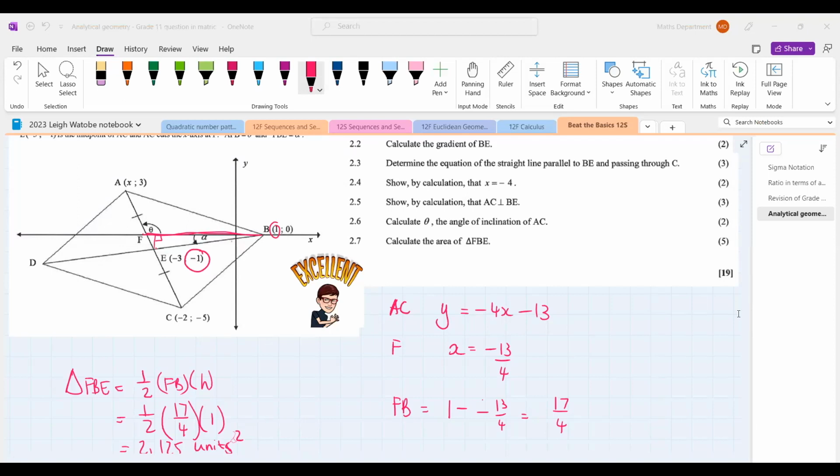Sorry everybody, I was just showing Pinga how to do that particular question, but it kind of links back to exactly what we were talking about today.